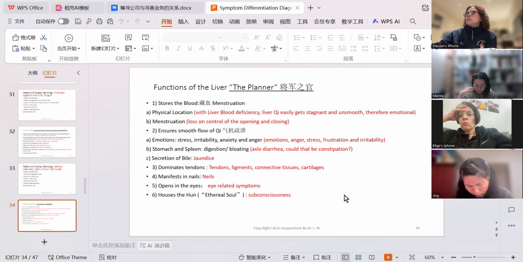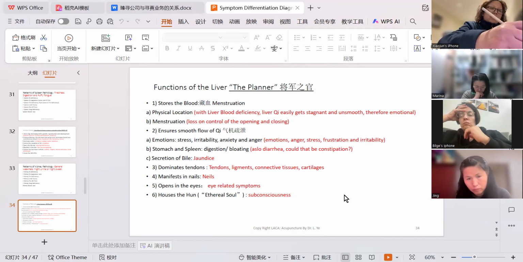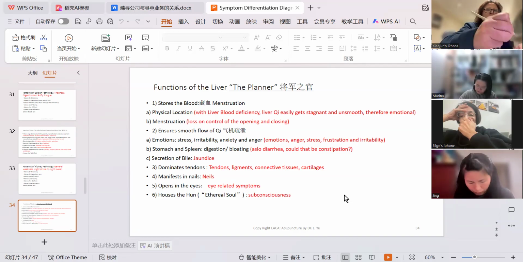So it stores the blood, and the liver is also the controller of the smooth flow of qi. It helps with the smooth flow of, one, emotions, second, digestion, stomach and spleen, and third, the bile. The liver also dominates the tendons, so anything to do with ligaments, tendons, connective tissues, cartilages could be related to liver illness. Nails are part of the connective tissues and tendons, so the liver will reflect on that.